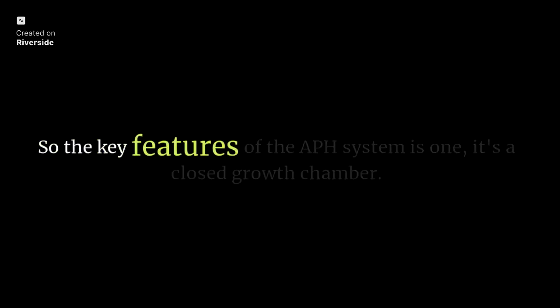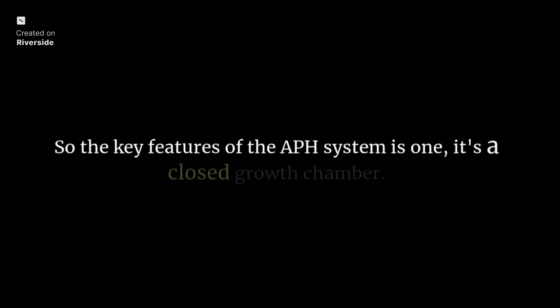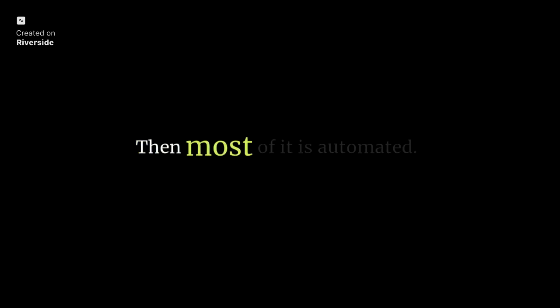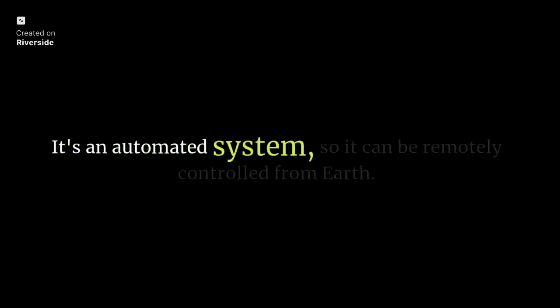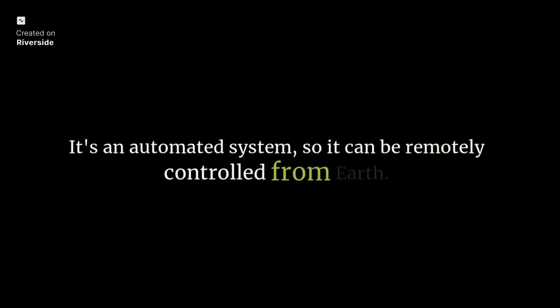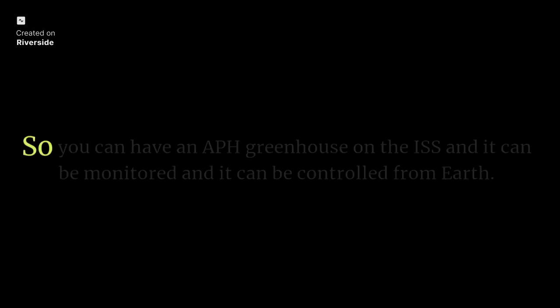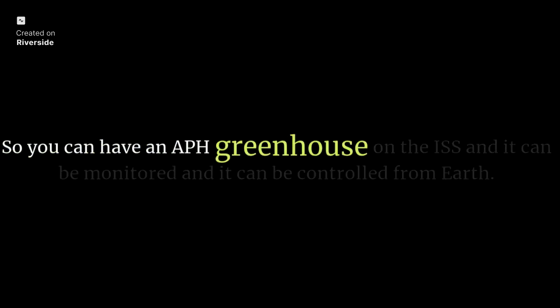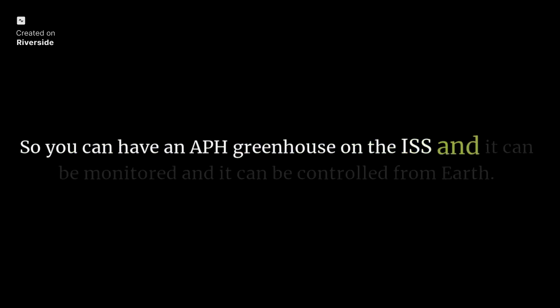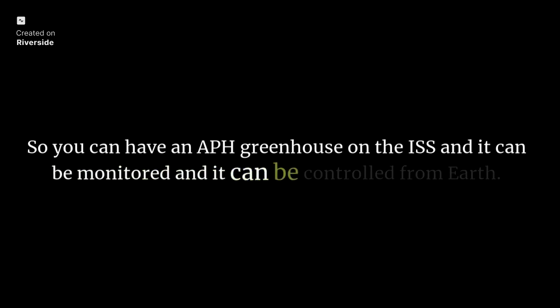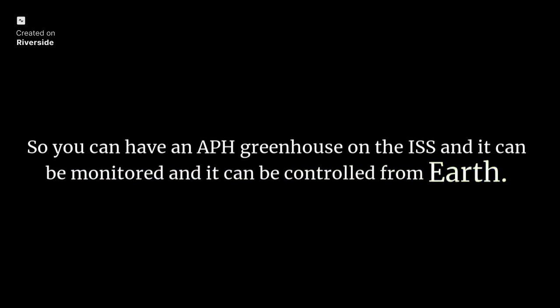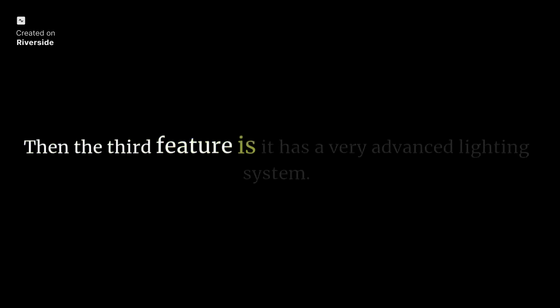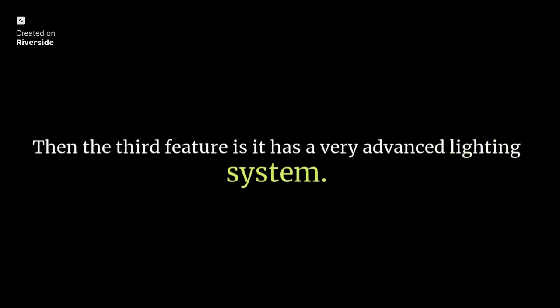So the key features of the APH system is, one, it's a closed growth chamber. Then most of it is automated. It's an automated system, so it can be remotely controlled from Earth. So you can have an APH greenhouse on the ISS, and it can be monitored and controlled from Earth. Then the third feature is it has a very advanced lighting system.